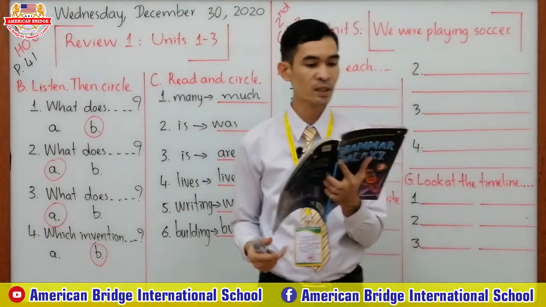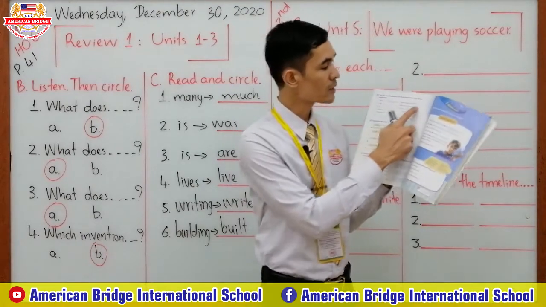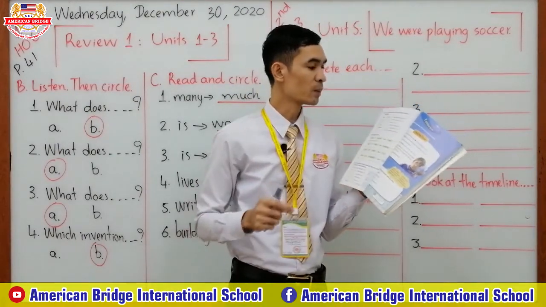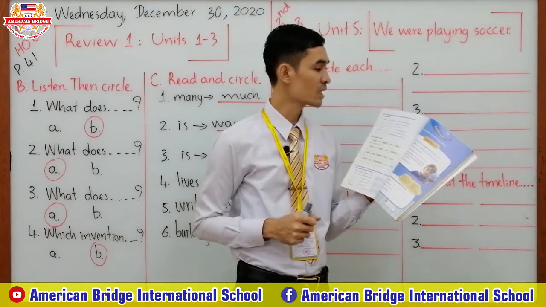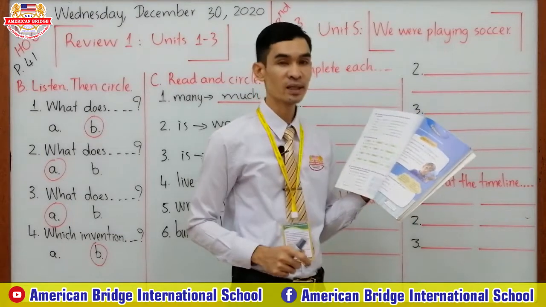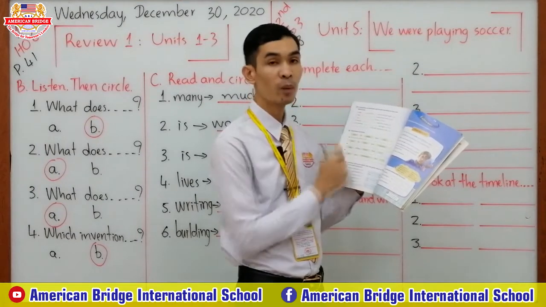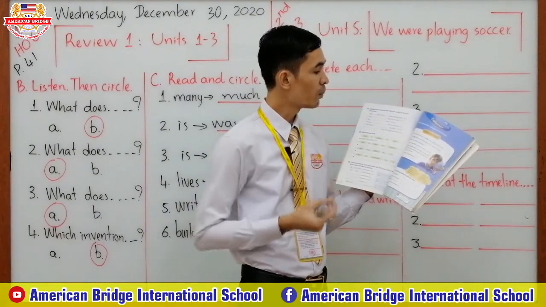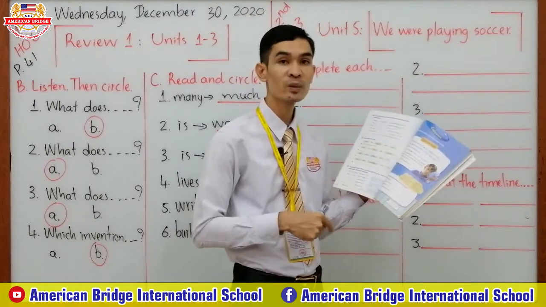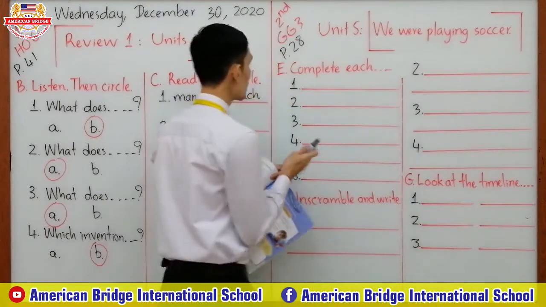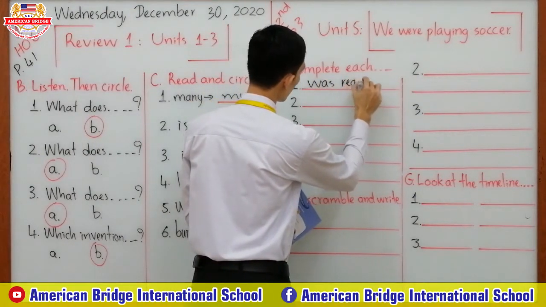Complete each sentence with the given words in the past continuous. Okay, so you have some words in the brackets. You just complete the blanks by using past continuous. And number 1 is given as an example. You can see the word read. Okay, Pablo is one person, so Pablo refers to he. So he is used with was, right? So you say was reading. Okay, so number 1 is given as an example.